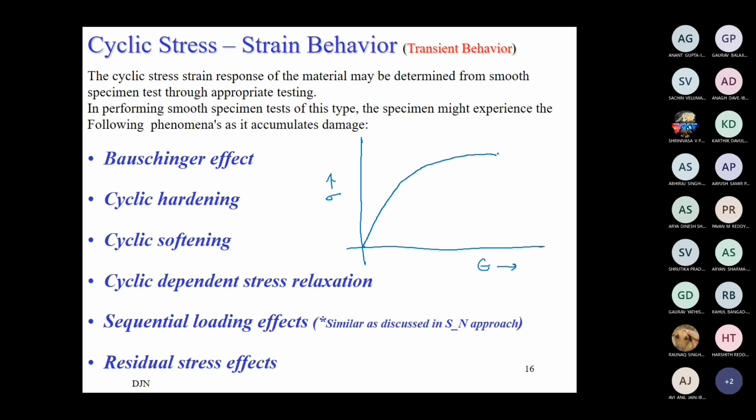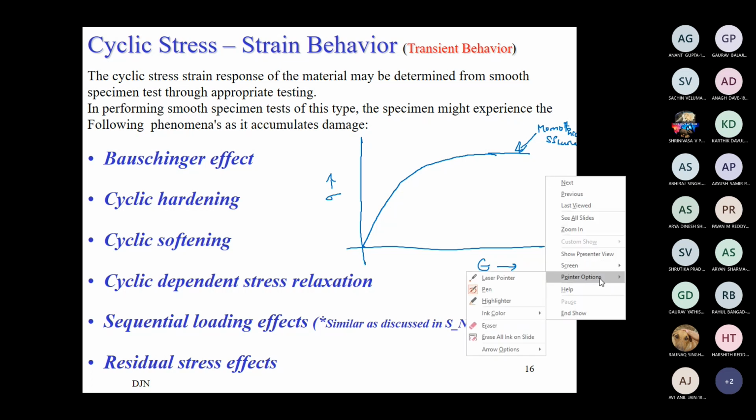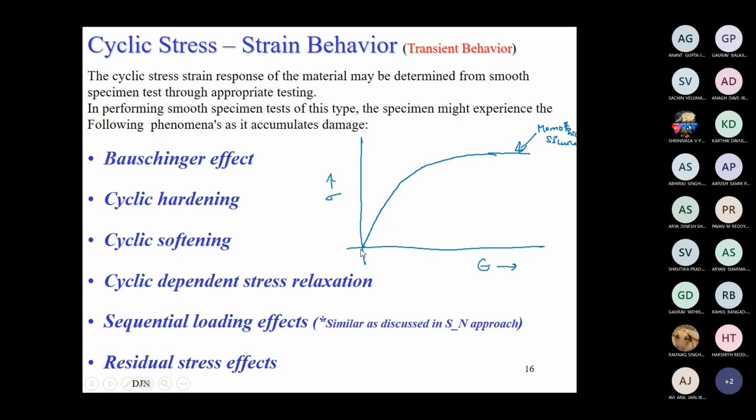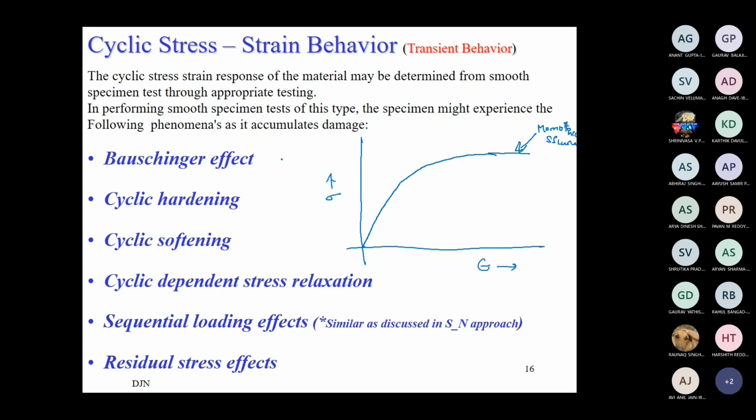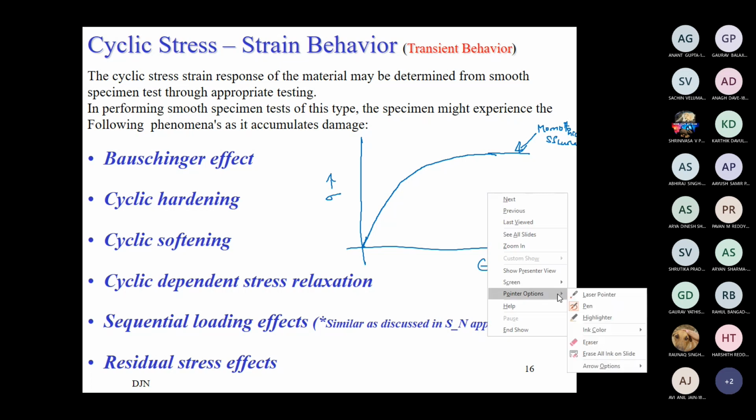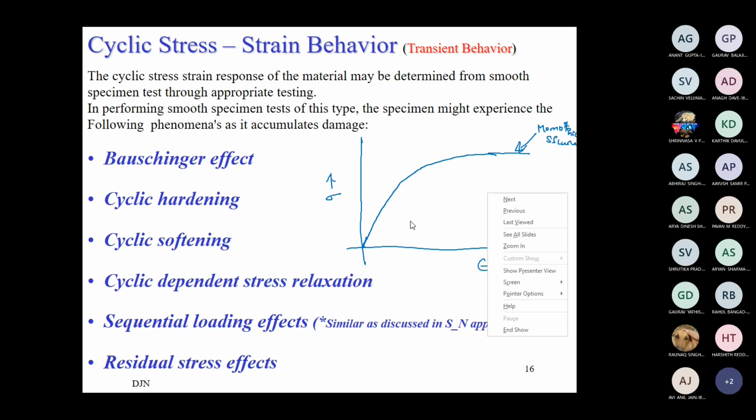I consider this curve is obtained from the simple tension test, the static test in the SOM lab. So we say monotonic SS curve. Now I will draw with one more color the CSSC, cyclic stress strain curve, which is obtained by connecting the tips of all the hysteresis loops, connecting the tips of various hysteresis loops, maybe a curve.